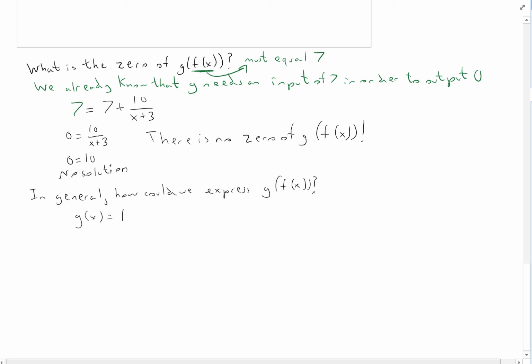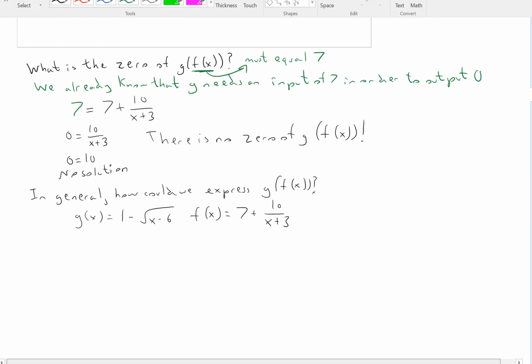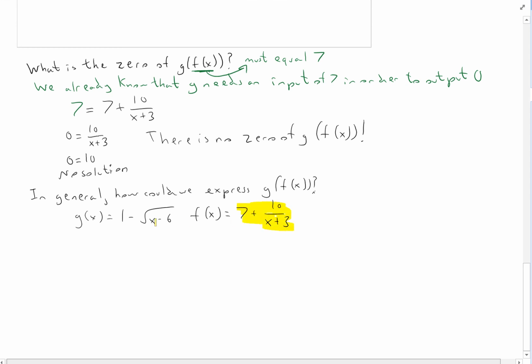g of x equals 1 minus root of x minus 6, and f of x equals 7 plus 10 over x plus 3. What I'm going to do now is take all of f of x and plug it in to the x in g. And you will see why I am doing this. So g of f of x equals 1 minus the square root of 7 plus 10 over x plus 3 minus 6.